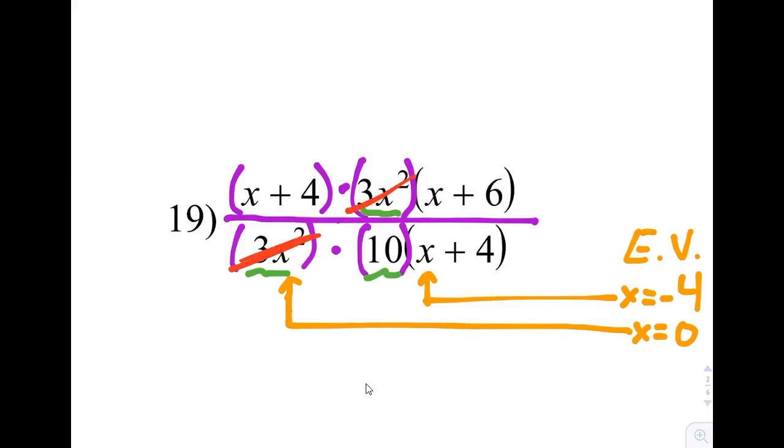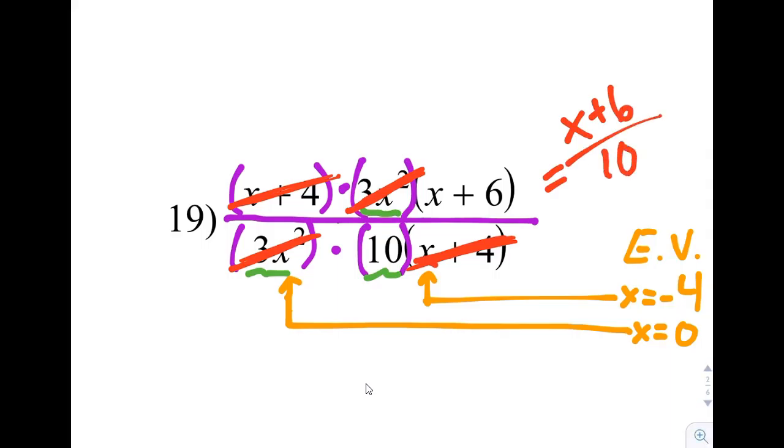We said these groups are exactly the same, so the whole thing can go. We have an x plus 4 group that's exactly the same top to bottom, both can go. Leaving us with a simplified fraction of only x plus 6 on top, and then a 10 in the denominator. So x plus 6 over 10 is our simplified fraction. It does not reduce farther.